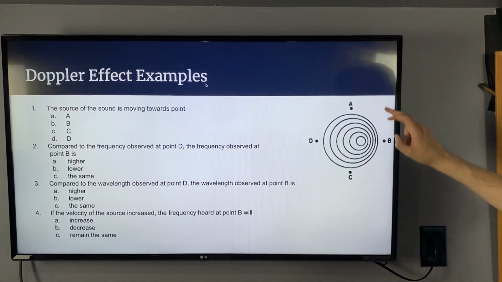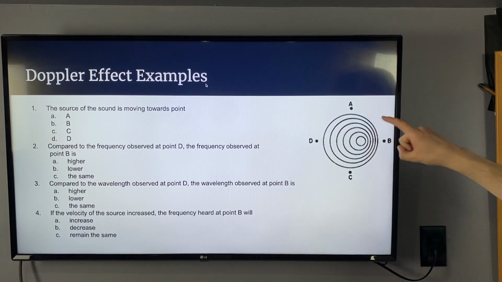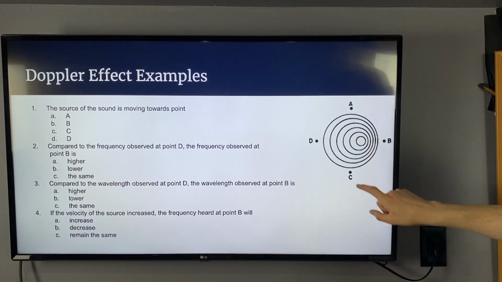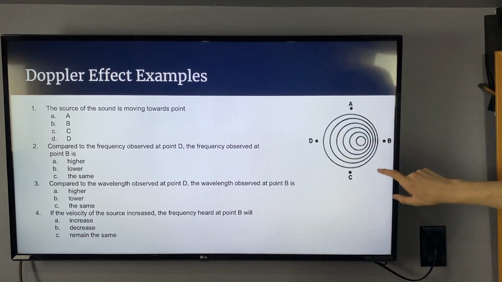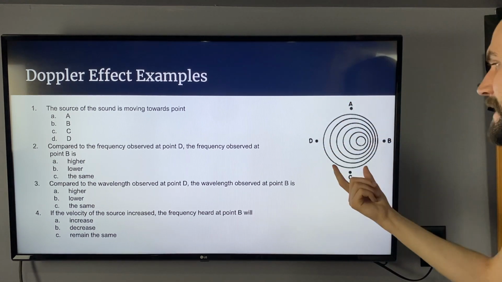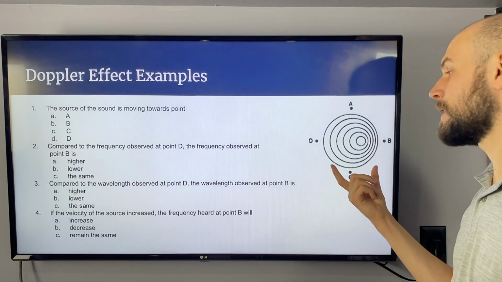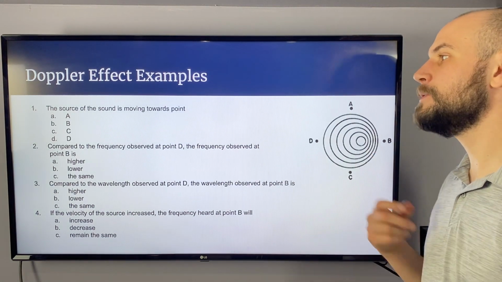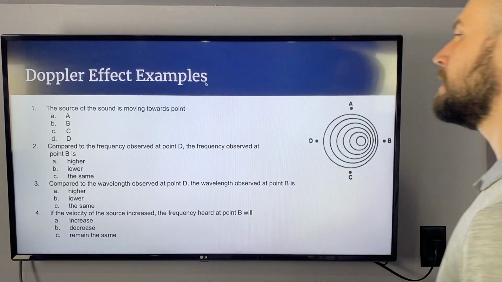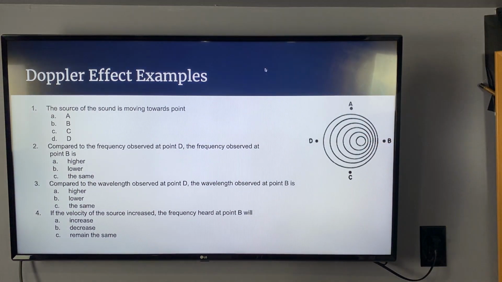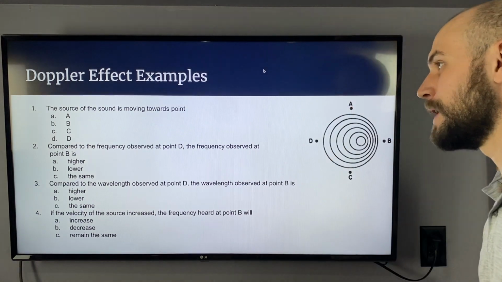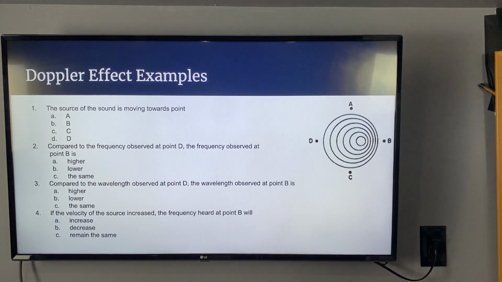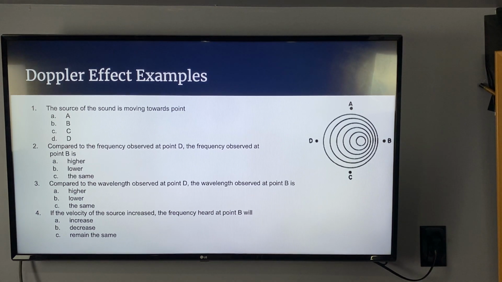So take a look at this diagram off to the right. We have 4 points, A, B, C, and D. And then we have a bunch of wave fronts that are given inside of the diagram. Okay? So based on this diagram, let's see if we can answer these questions. Question number 1. The source of the sound, assuming that this is a sound wave, is moving towards which point? A, B, C, or D?